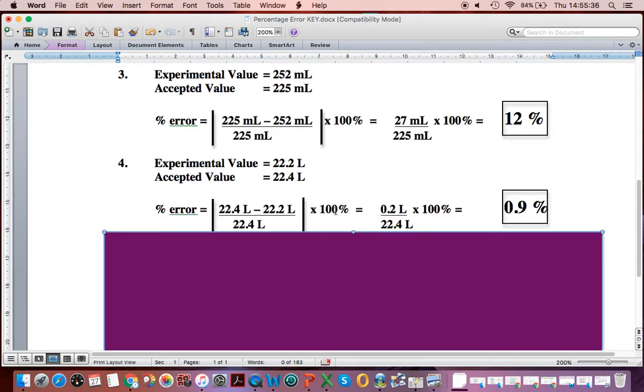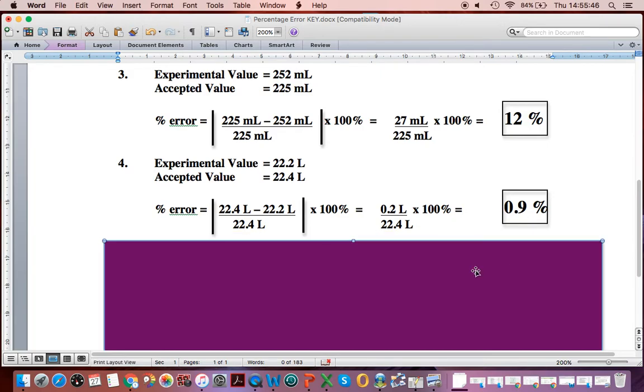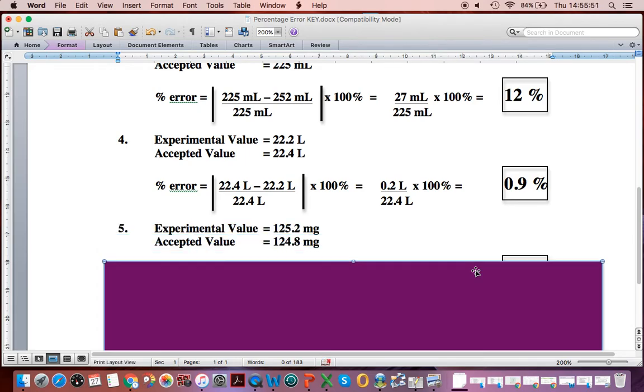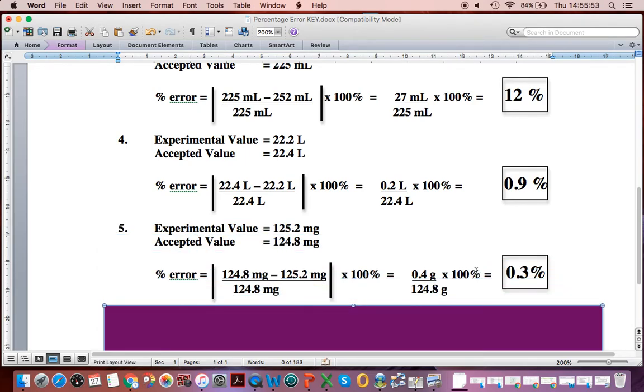This one is pretty tiny. 0.2 versus 0.4 out of 22.4. And so we do our division, we get 0.9%, less than 1% error. That would be very nice. And this one's pretty good too. Again, boom minus boom, again we're dividing by 124.8, and we get our accepted value.